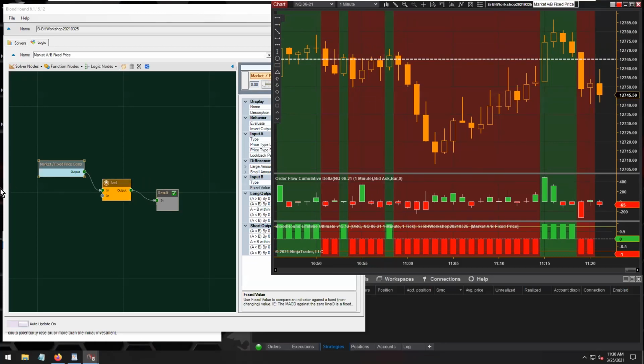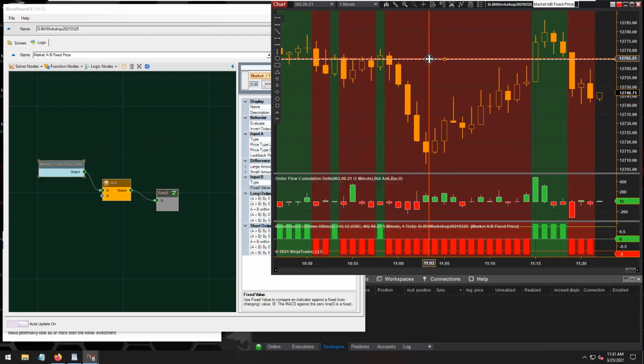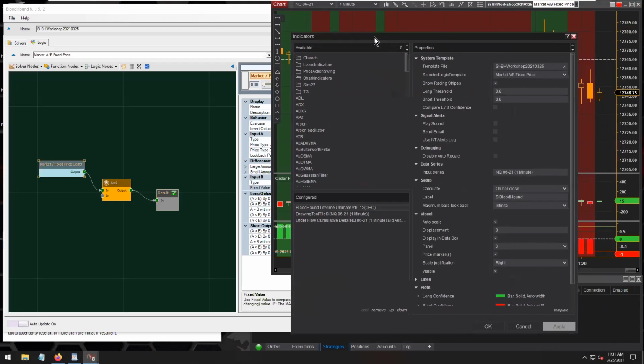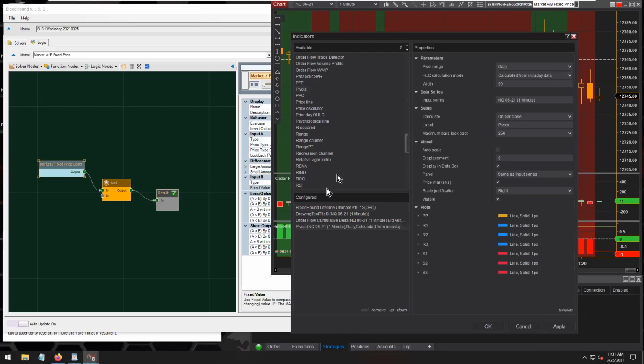George's follow-up is, what if it's a moving average? George, if you do have an indicator that calculates the value you're looking for, such as the pivots indicator, obviously we could put a pivot indicator on here. There's the pivots indicator. Let's see, pivot range daily, calculate from intraday data. There we go. Let's put that on here.